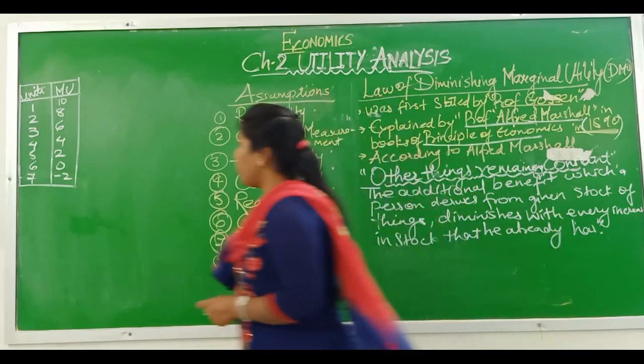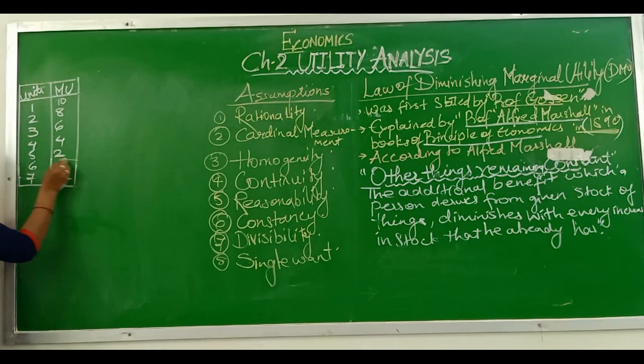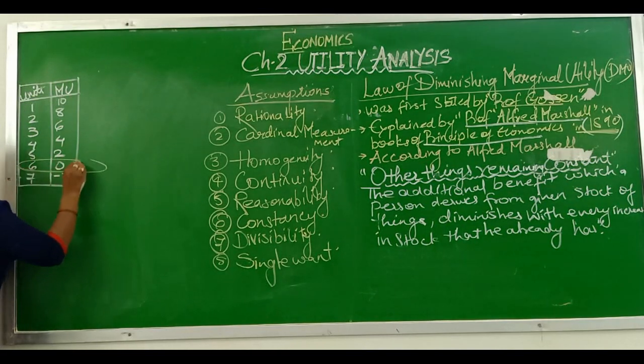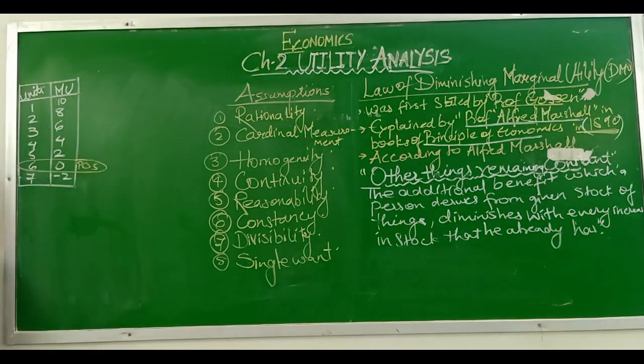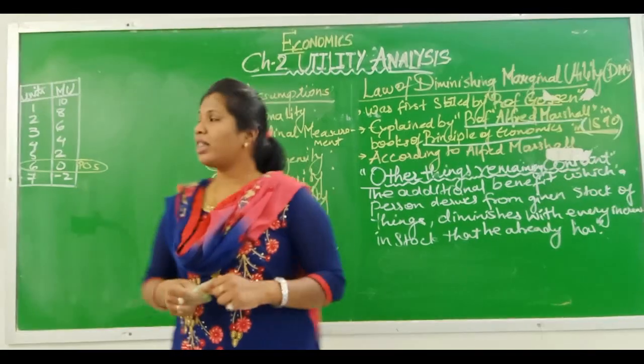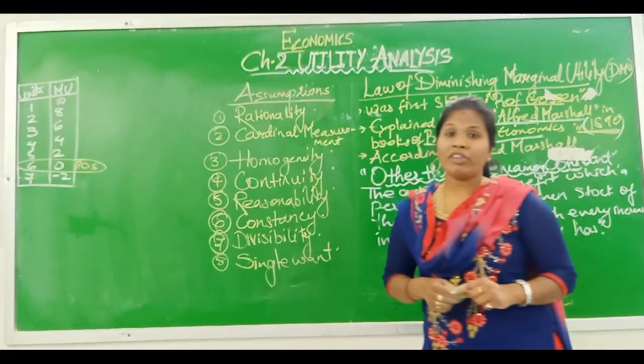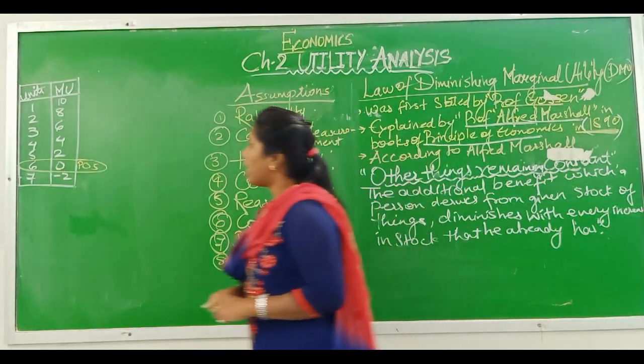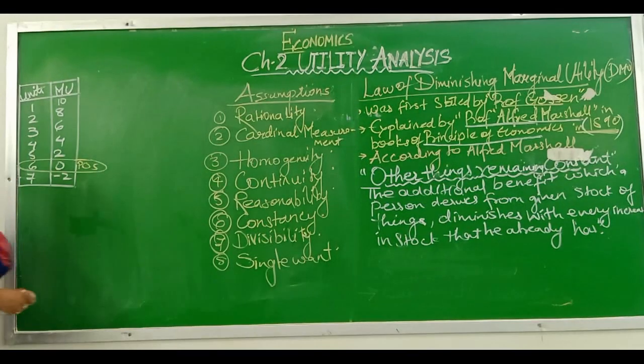That point is said to be the point of satiety. That means the consumer is fully satisfied. After that point, marginal utility becomes negative. That means the consumer is dissatisfied.